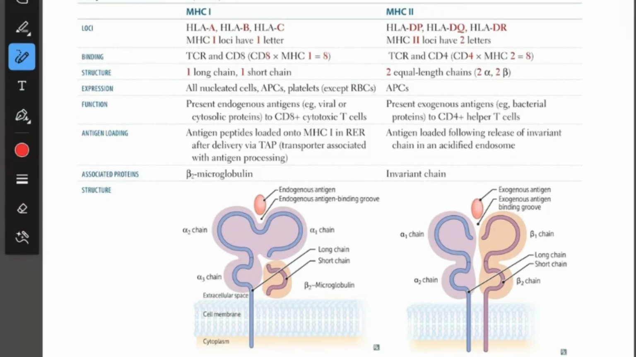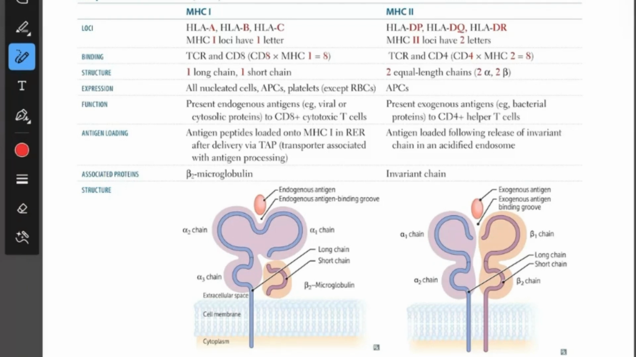So we're looking at the major histocompatibility complex 1 and 2. The MHCs, that stands for major histocompatibility complex, are coded for by the HLA genes. And what's their major function? They present antigens to T cells, right? Present antigens to T cells and bind.